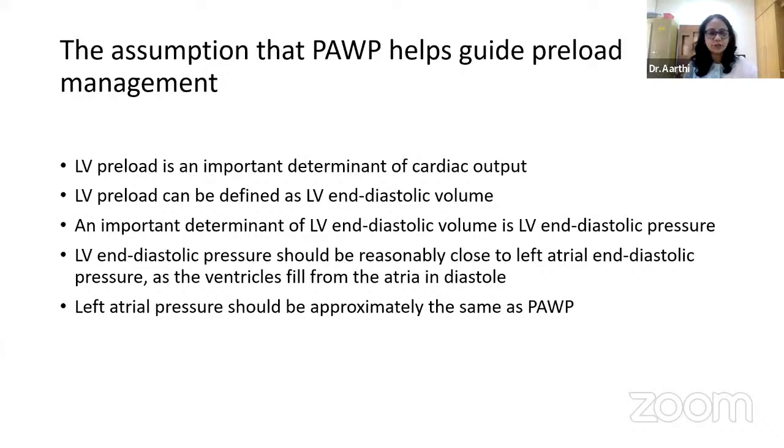So LV end diastolic pressure is a close reflection of the left atrial end diastolic pressure as the ventricles fill from the atria, and we assume that both the atrial and the ventricular compliance are normal. So in those scenarios, the left atrial end diastolic pressure is similar to the left ventricular end diastolic pressure. This left ventricular end diastolic pressure is the preload with which the heart has to pump the blood, which directly corresponds to the cardiac output. So left atrial pressure is the pressure measured when the pulmonary arterial catheter is wedged. So it reflects the left atrial pressure.